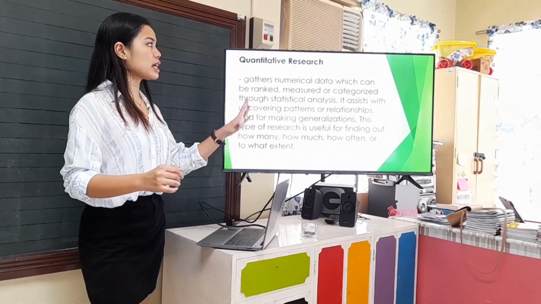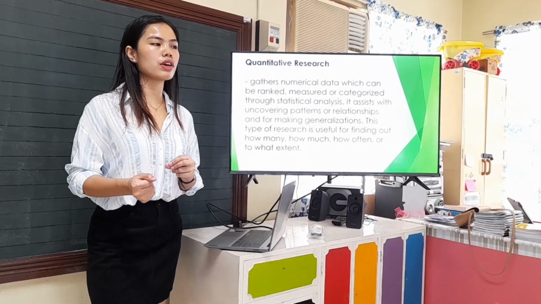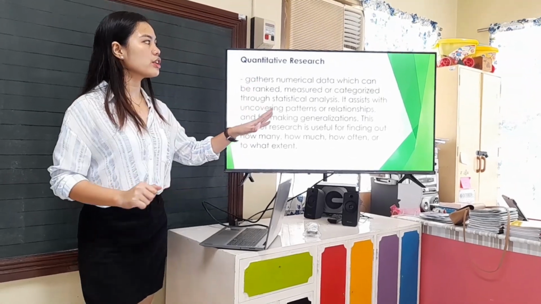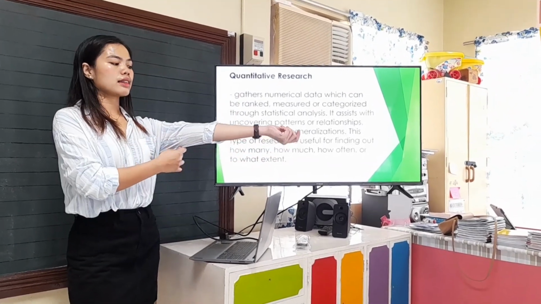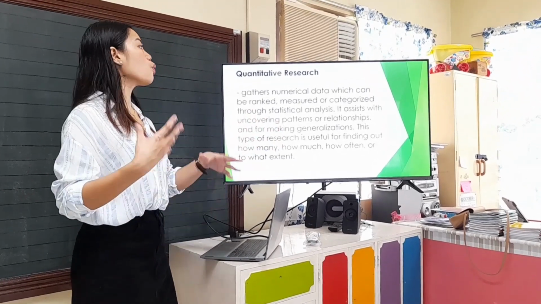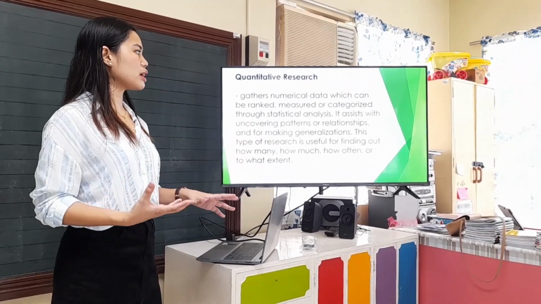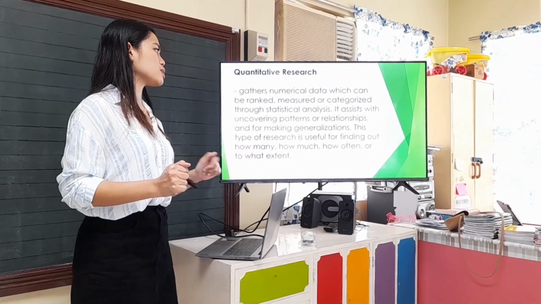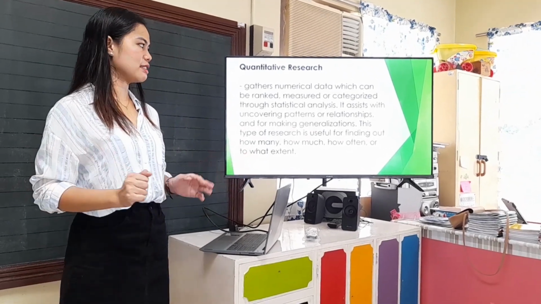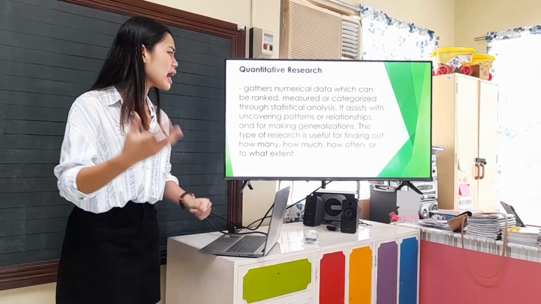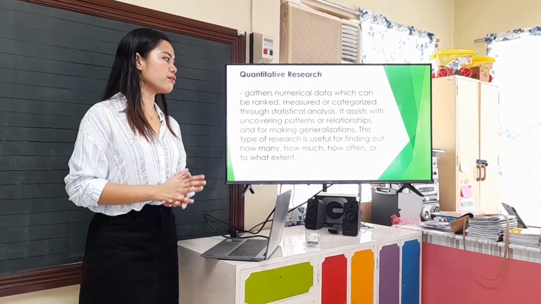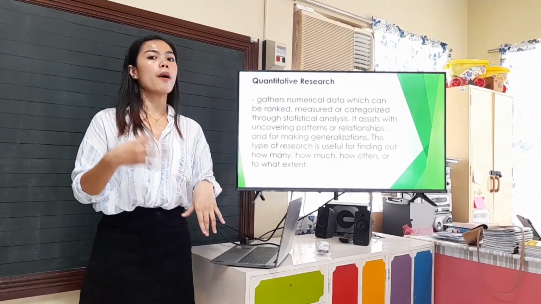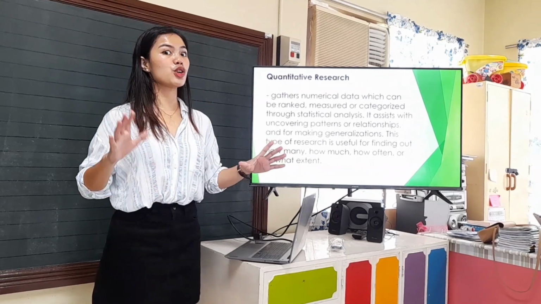Now we have the quantitative research. When we say quantitative, it has numbers for the quantity of the respondents and all of that, and it gathers numerical data. As I said, it has numerical data, which can be ranked, measured, or categorized through statistical analysis. It assists with uncovering patterns or relationships and making generalizations. This type of research is used for finding out how many, how much, how often, or to what extent. So mainly for the quantitative type, it is more on numbers, because it has numerical data.